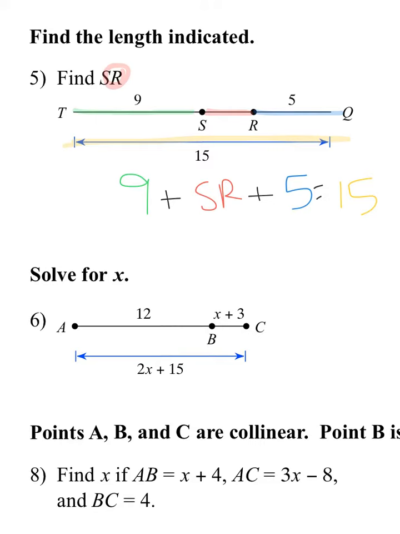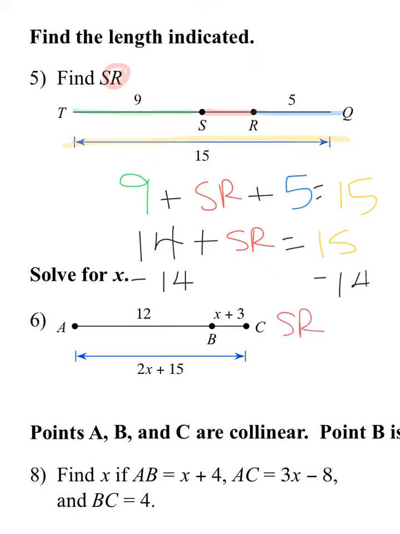9 plus 5 is 14. I'm going to combine that together out front just because I want to. Now I'm going to subtract that constant 14 from both sides so I can get my missing value. And this leaves me with SR being equal to 1. Okay, let's go ahead and look at number 2.